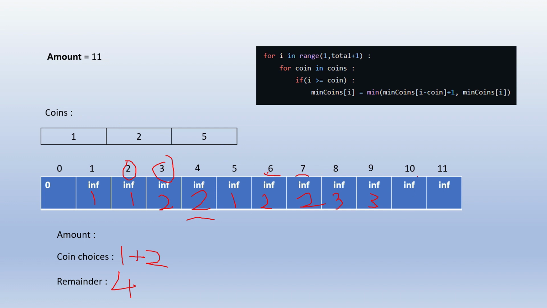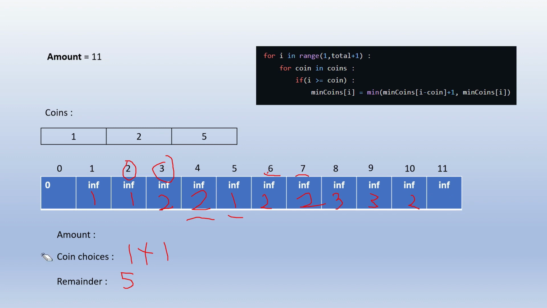If you want to make the sum 10, we take 1 coin of 5 rupees. The remainder is 5. The number of coins required to make the sum 5 is here 1. So 1 plus 1 is 2. 2 times 5 gives 10.